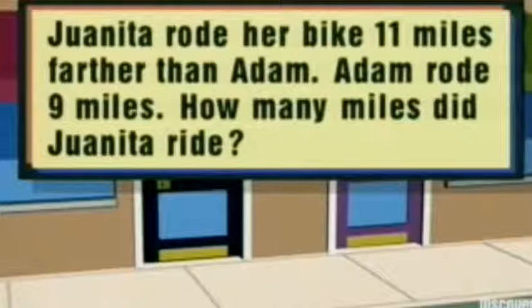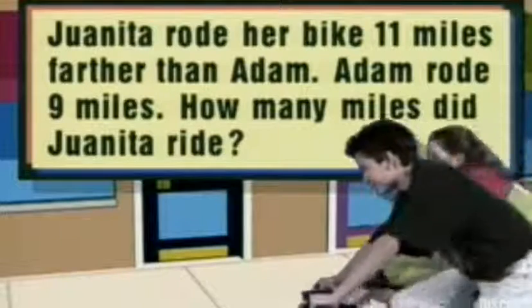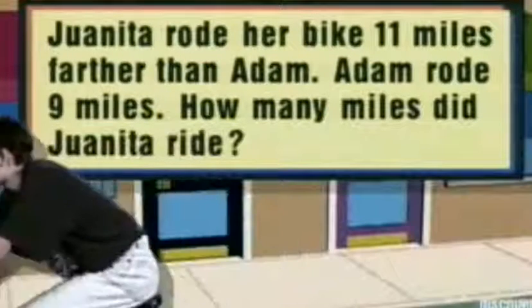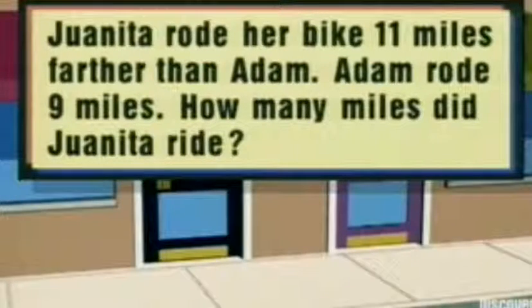We've worked different kinds of word problems. For some problems, the first sentence tells how to make the number family. Here's a problem like that. Juanita rode her bike 11 miles farther than Adam. Adam rode 9 miles. How many miles did Juanita ride?